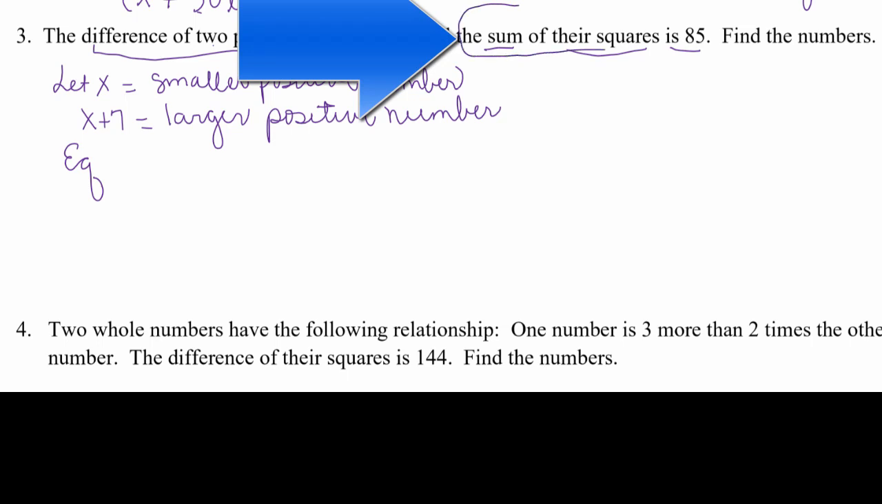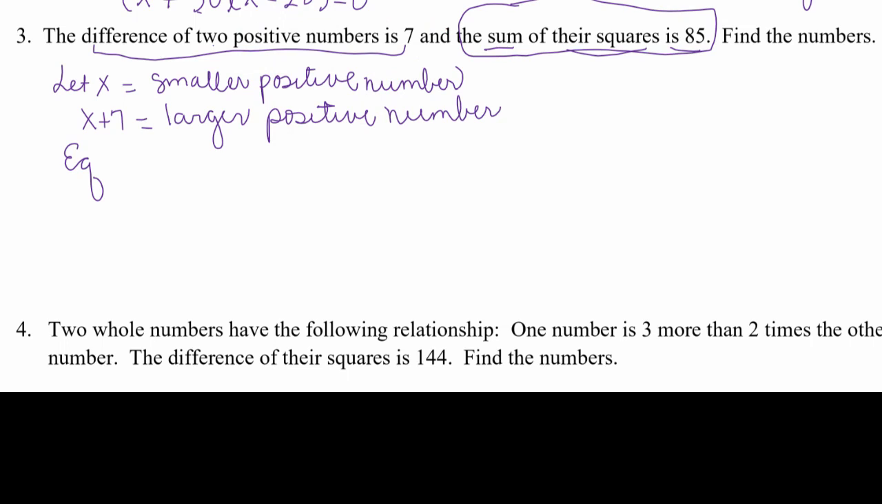The sum of their squares is 85. So the square of x is x squared. And then the square of the larger is this binomial x plus 7 squared. The parentheses is important. And it's telling us that the sum of that, so add those two and you get 85. Okay, so now we need to expand this binomial here.